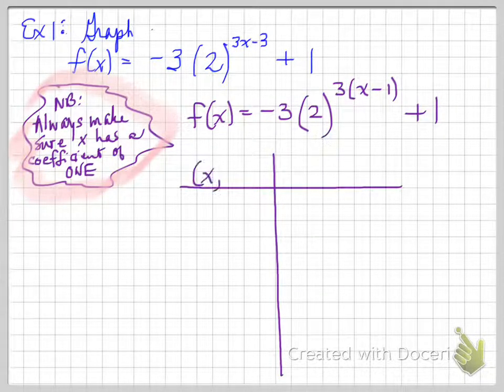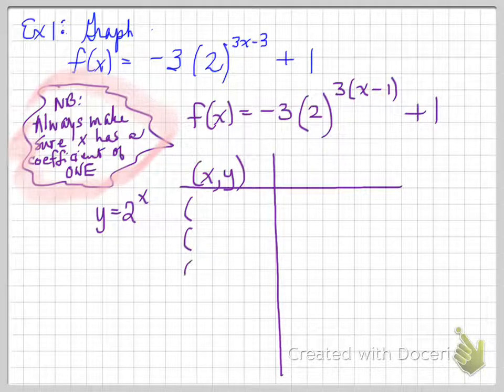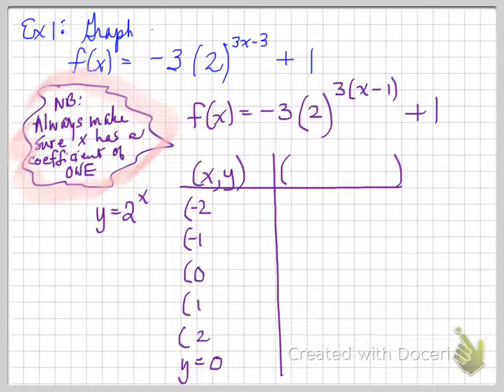Alright, now, how do we fill in the table? Well, first we need to know the basic equation. What basic equation are we going to use? Well, we're going to use y equals 2 to the x. Why? 2 is our base, and x is the general equation that we're going to start with. So what x values are we going to use? Well, that is -2, -1, 0, 1, and 2. These are standard. And after that, you're going to find the y values.